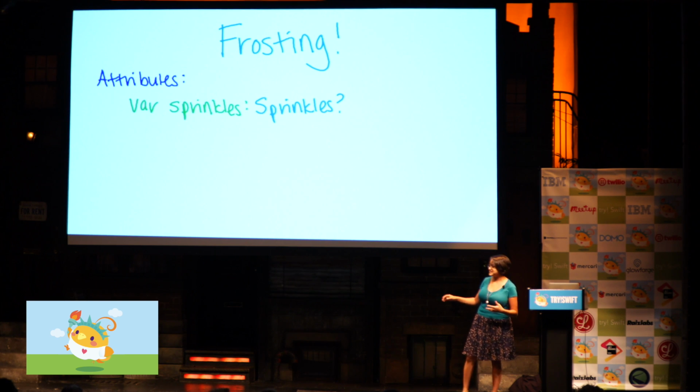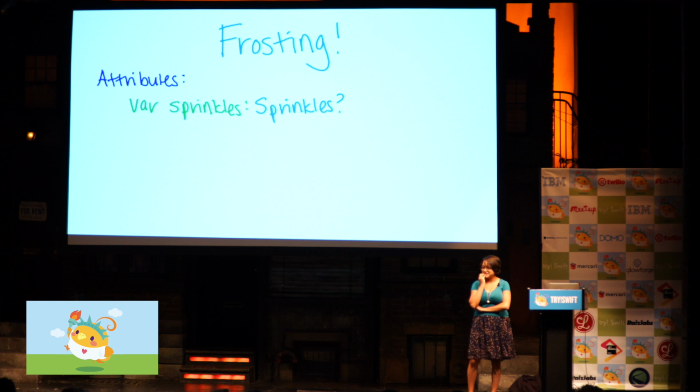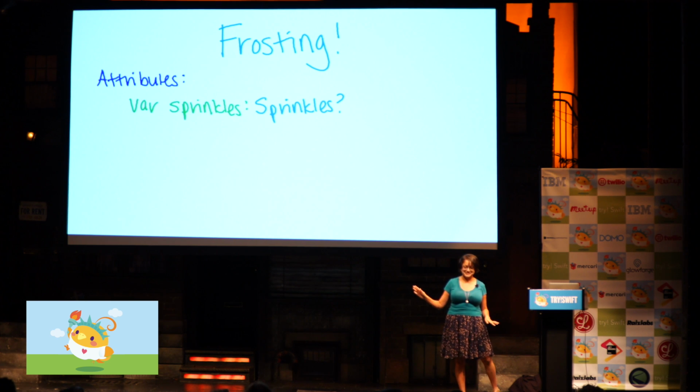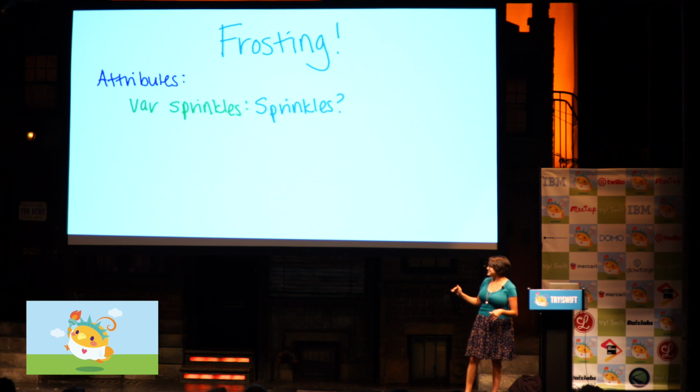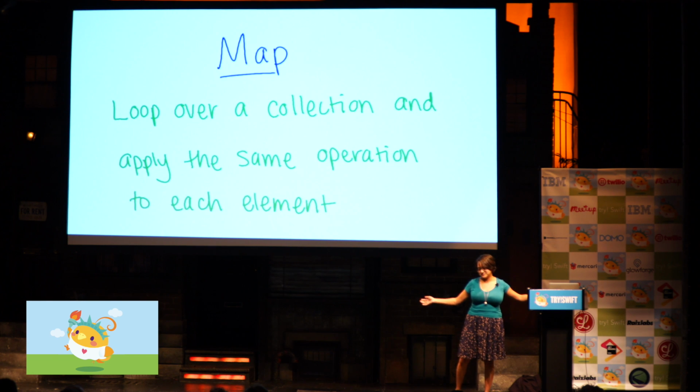The frosting class, I didn't mean to force unwrap this. As he was singing the optional song, I was like, oh shoot, I have an exclamation there. I'm really excited about frosting. That's the reason there's an exclamation there. Frosting can have optional sprinkles, which is pretty straightforward. And then there's one function called sprinkled, and it takes a frosting and returns to you frosting with sprinkles on it.